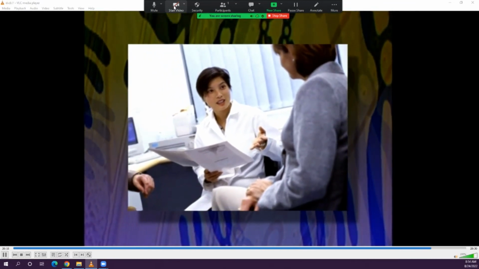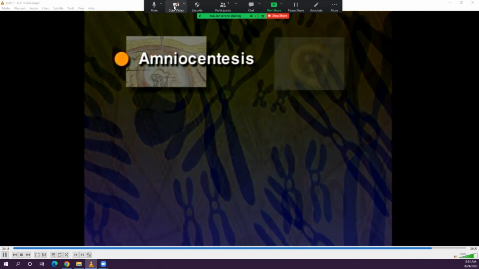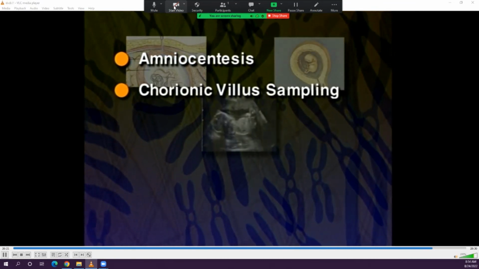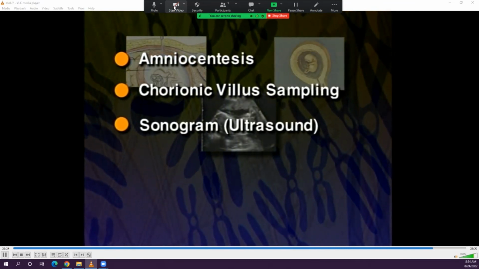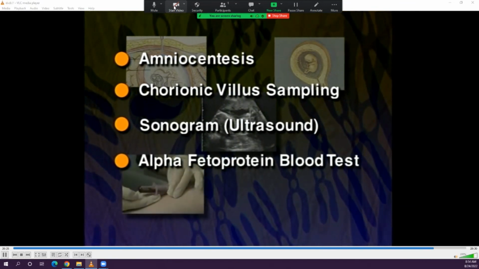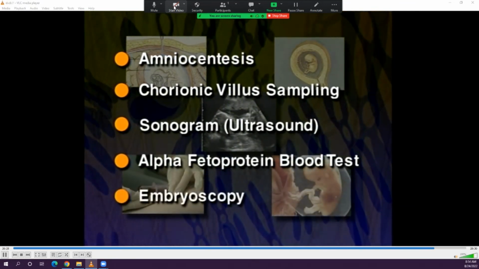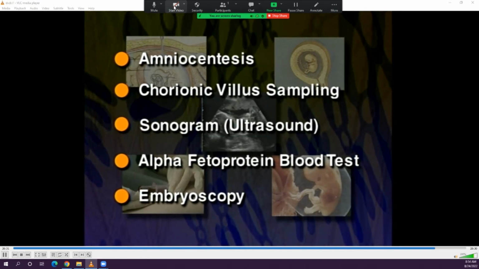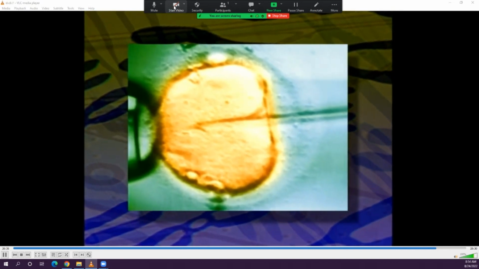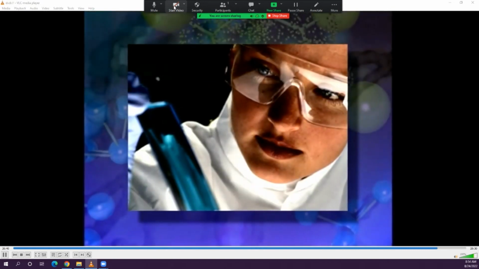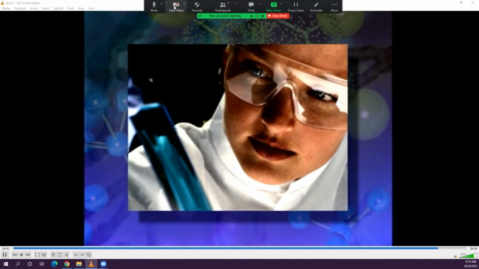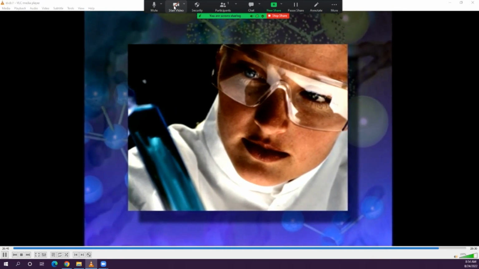If the couple is already pregnant, diagnostic tests may be ordered: amniocentesis, chorionic villus sampling, sonogram or ultrasound, alpha-fetoprotein blood test, embryoscopy. One day, gene therapy may be a possible alternative. These screening and diagnostic tests help determine the risks but cannot predict what the outcome will be.